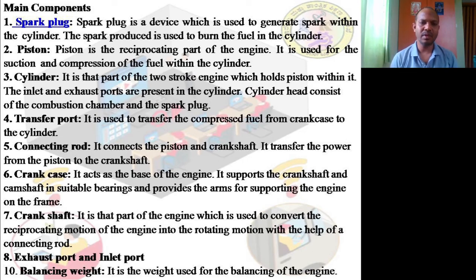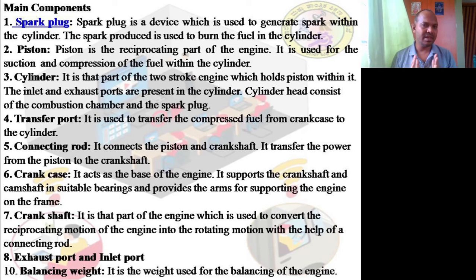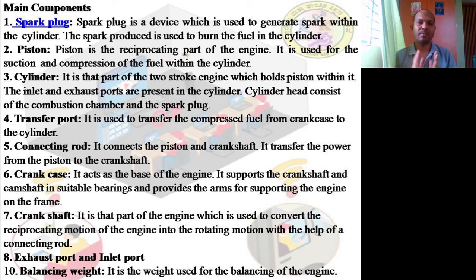The transfer port, there are three ports once again. The transfer port is an important port which is used to transfer the compressed fuel from the crankcase to the cylinder. This is what I have told you. The fuel or the charge, petrol and air mixture, will enter into the engine cylinder not by the inlet port. It is by the transfer port. Is that clear?